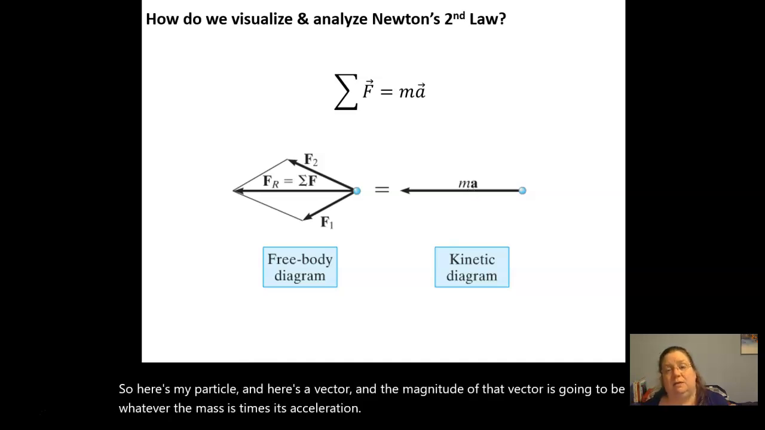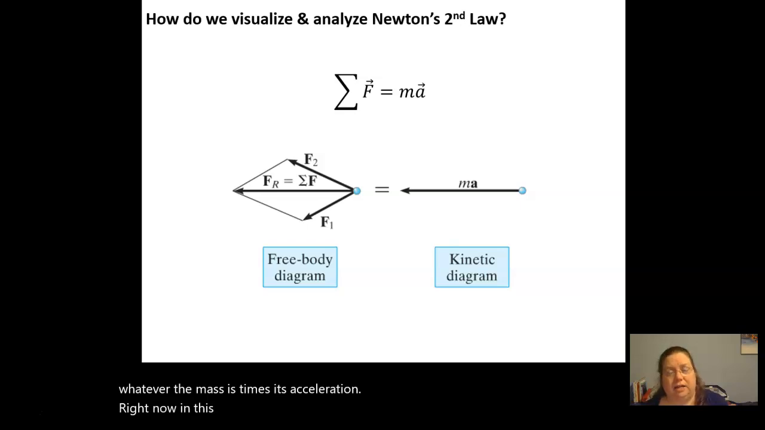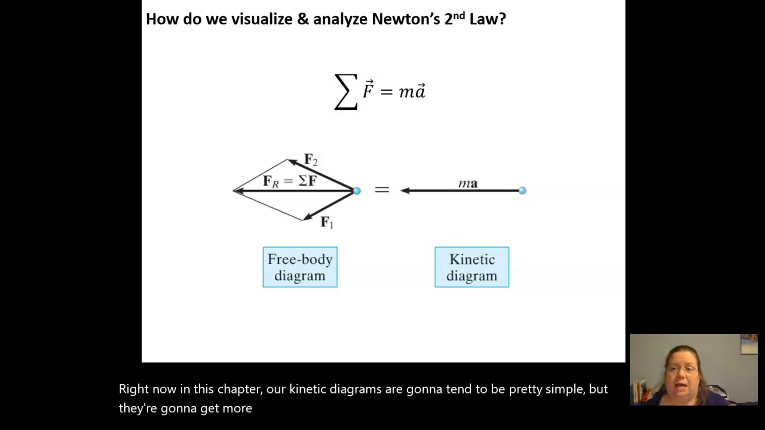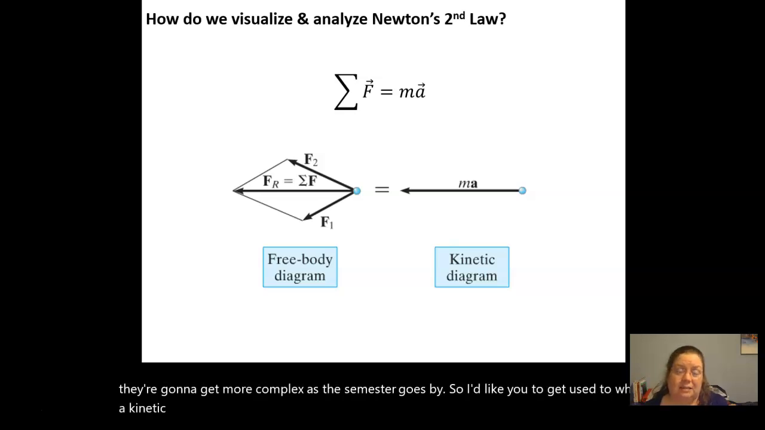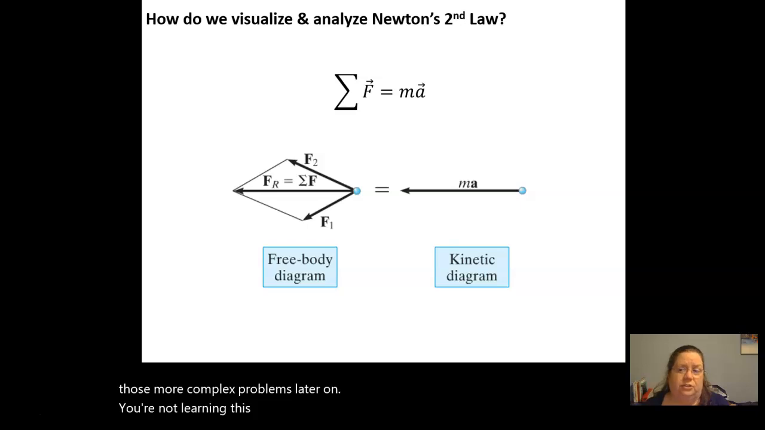Right now, in this chapter, our kinetic diagrams are going to tend to be pretty simple, but they're going to get more complex as the semester goes by. So I'd like you to get used to what a kinetic diagram looks like and what components form a part of it, so that when we get to those more complex problems later on, you're not learning this from scratch.